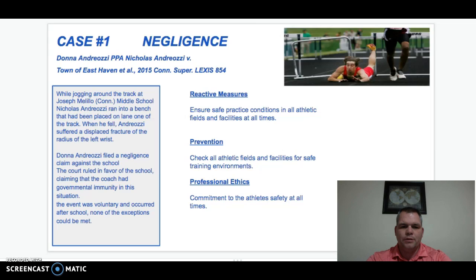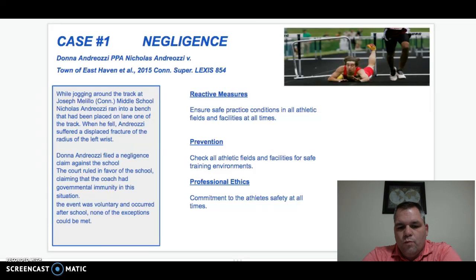So case number one, negligence. I'm not going to try to pronounce that last name, but it's Donna Andriazzi, the parent of Nicholas Andriazzi versus the town of East Haven in Connecticut. So the case is a student was jogging around a track at a middle school, and he ran into a bench which was in one of the lanes. When he fell, he hurt himself. He had a displaced fracture of the radius of the left wrist.